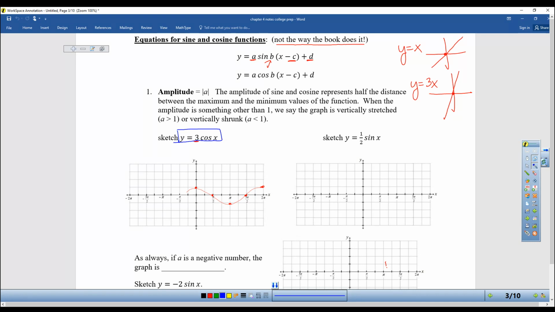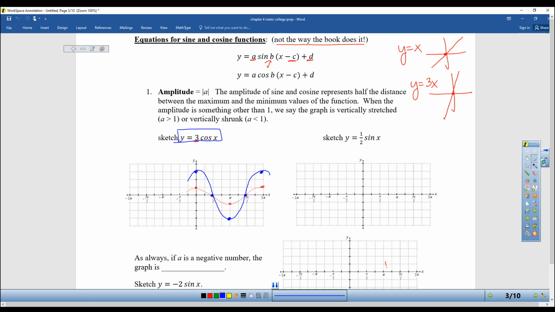It should be 3 times as steep, 3 times as big. So take each one of these points and multiply it by 3. 1 times 3 is 3. 0 times 3 is 0. 3 times negative 1 is negative 3. 0 times 3 is 0. And 3 times 1 is back up to 3 again. Can you see what that does? Made it 3 times as steep.